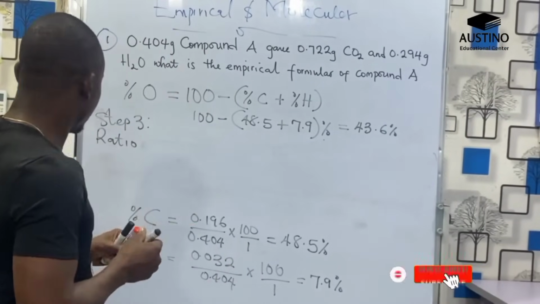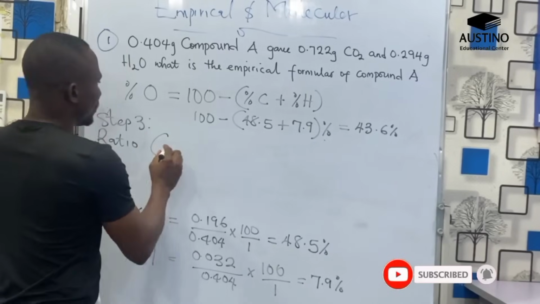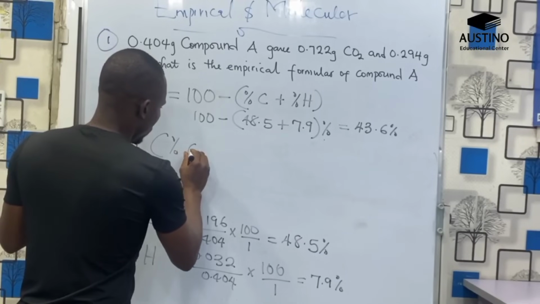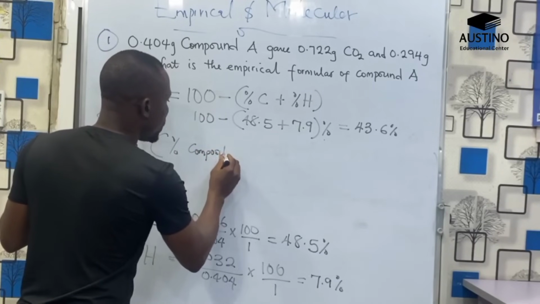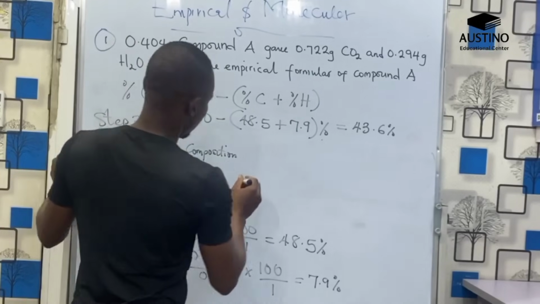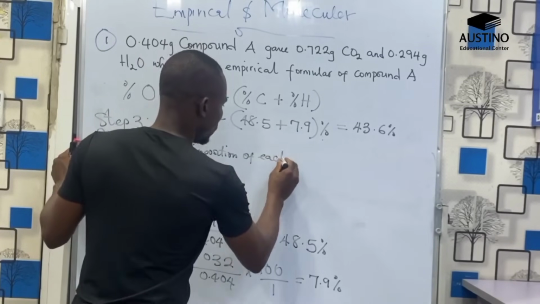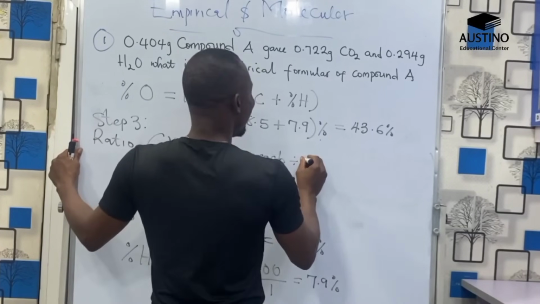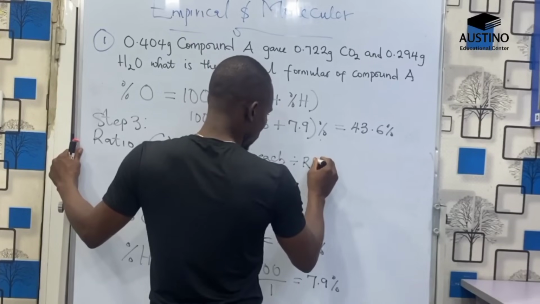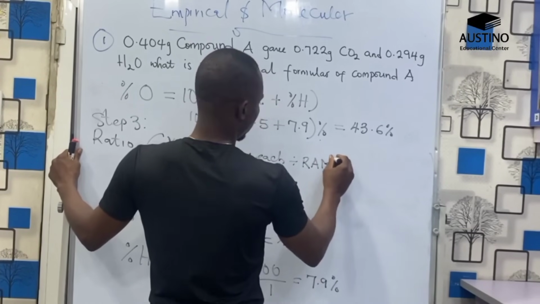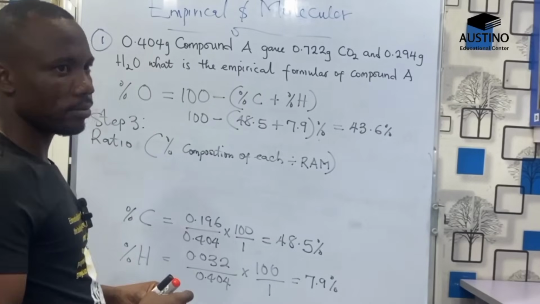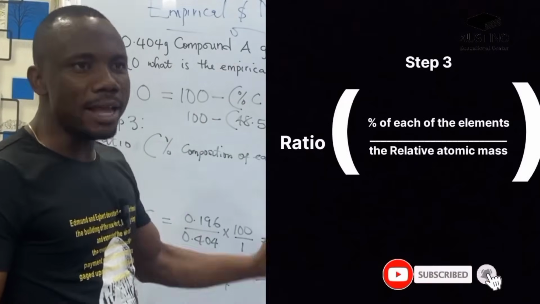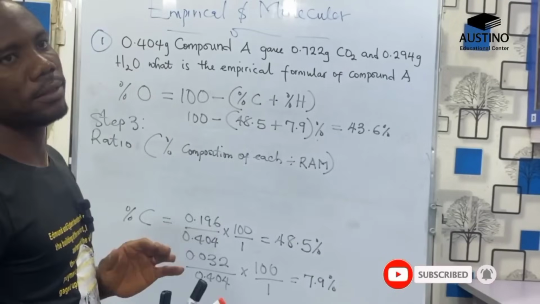Alright, so let's take our step. From our ratio, we say that the ratio is going to be the percentage composition of each element divided by their relative atomic mass. Take note. The percentage of each of the elements divided by the relative atomic mass.